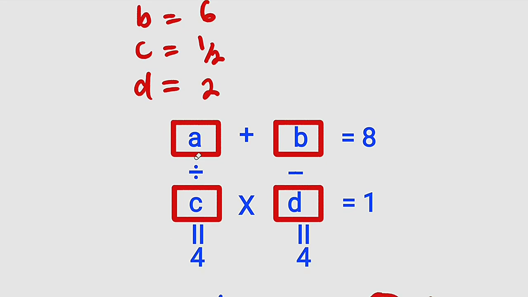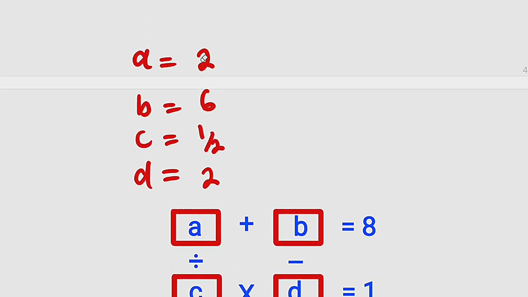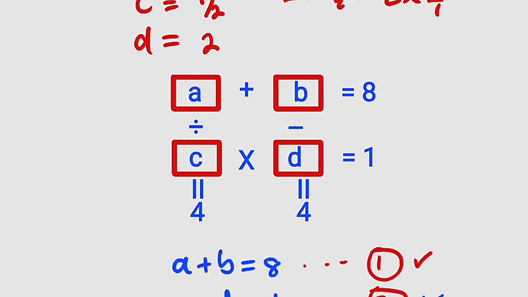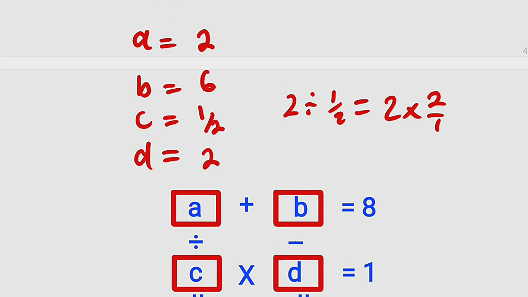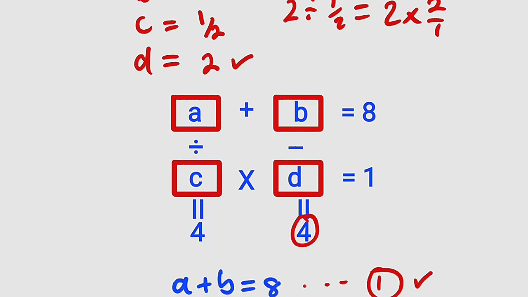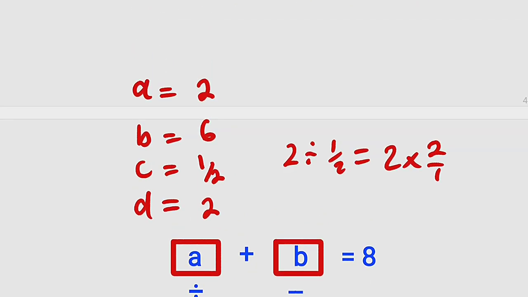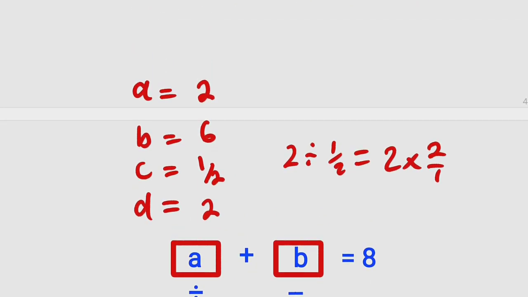What about a divided by c? Let me use the values. 2 divided by 1/2 is the same thing as 2 times 2/1, which is equal to 4. You can see this is 4. Then lastly, b minus d: 6 minus 2 is 4. And hence, the values of a, b, c, and d are 2, 6, 1/2, and 2 respectively.